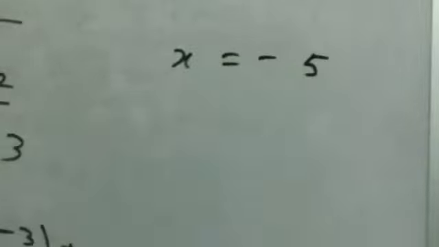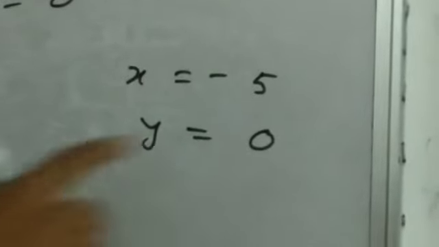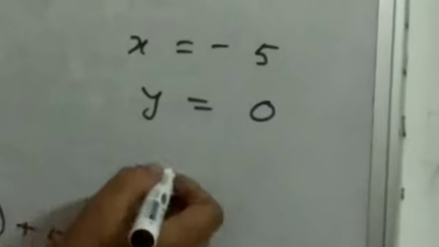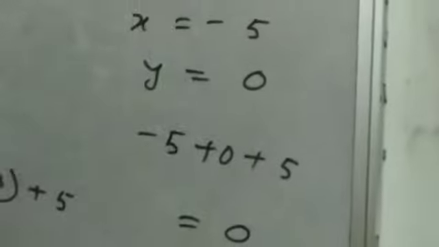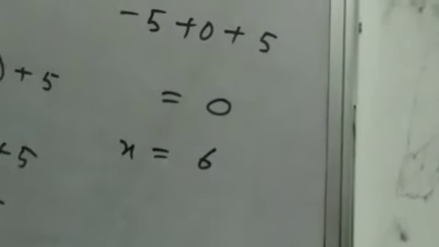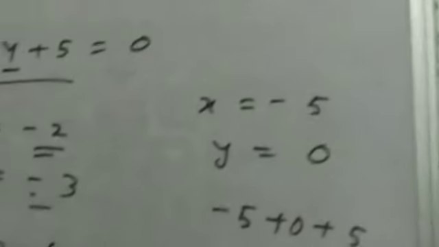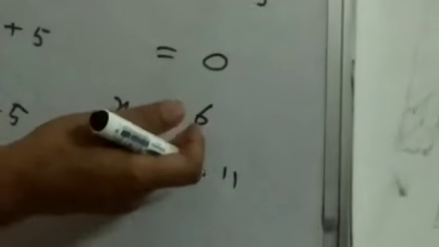Again you see here, if we suppose x equal to minus 5, and y value, suppose, 0. Then here, if we put minus 5 plus 0 plus 5, also the value of this term is equal to 0. Is that clear? This is the third solution. Now suppose x value is 6, and y value, suppose, is minus 11.